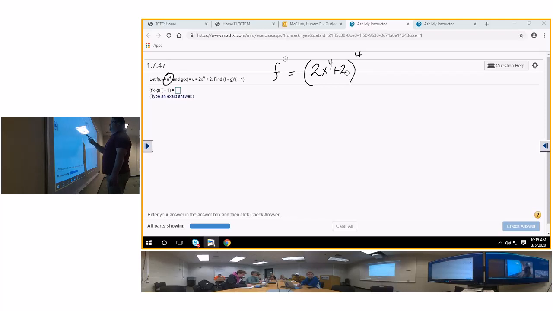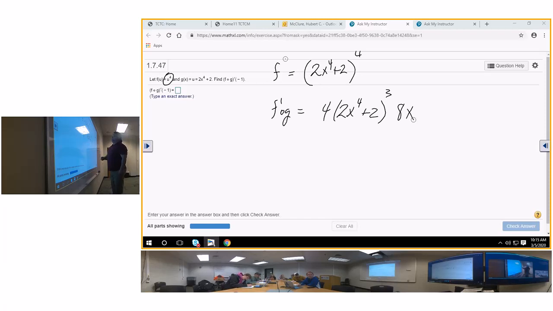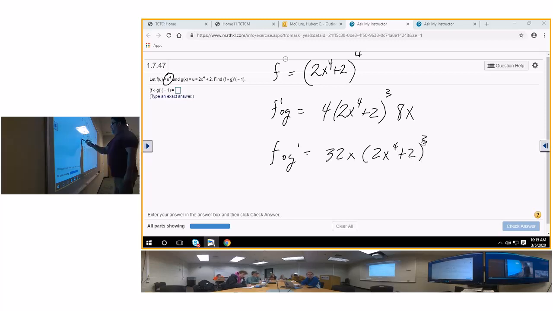Chain rule. F prime of whatever they want. What do they want? F composed of g prime whatever is equal to 4 times 2x to the fourth plus 2 to the third power. And the derivative of 2x to the fourth is 8 what? X. So f composed of g prime is equal to 32x times 2x to the fourth plus 2 to the third power.